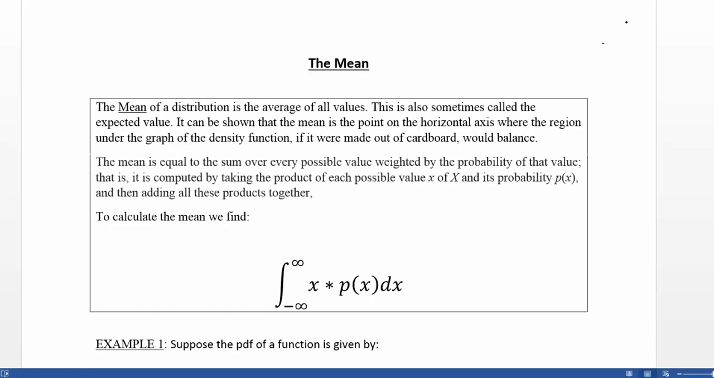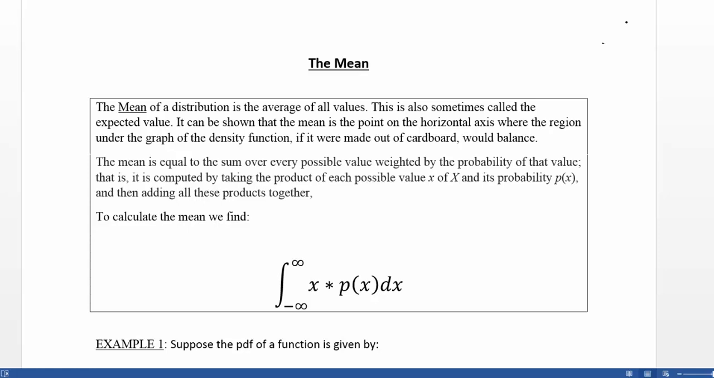The mean. So again, when we look at a distribution or a density function, sometimes we really want to find out what's happening on average. One way that we can talk about the average of a distribution is called the mean. You may have done this in other classes. The mean of a distribution is the average of all possible outcomes. Sometimes in other courses, this is called expected value.